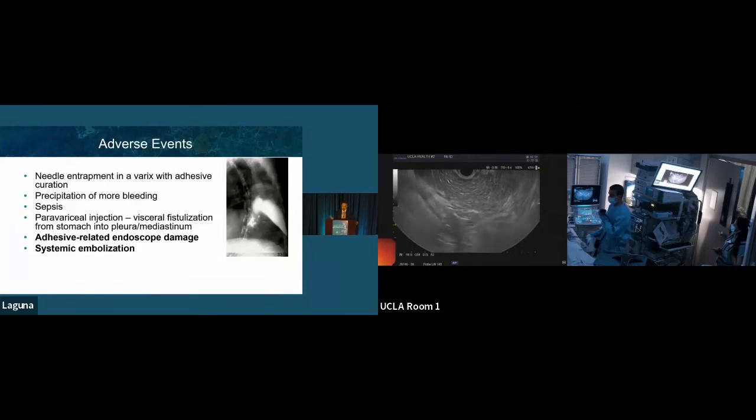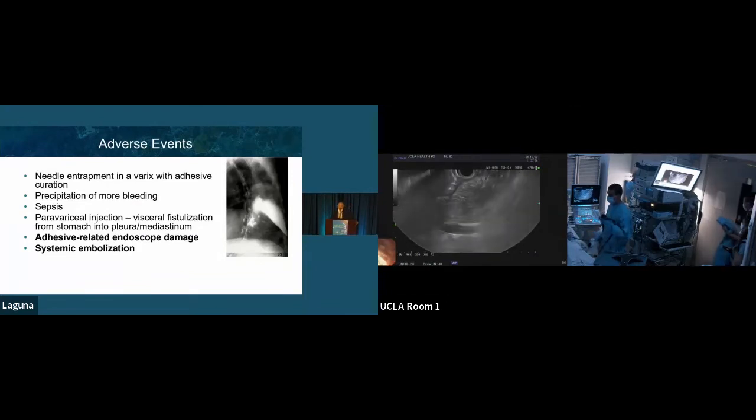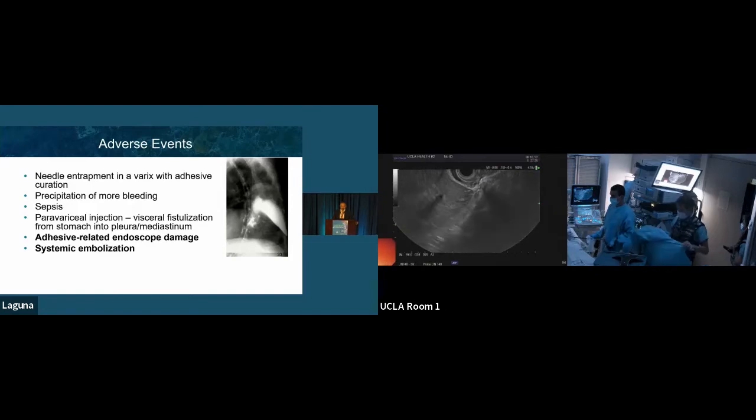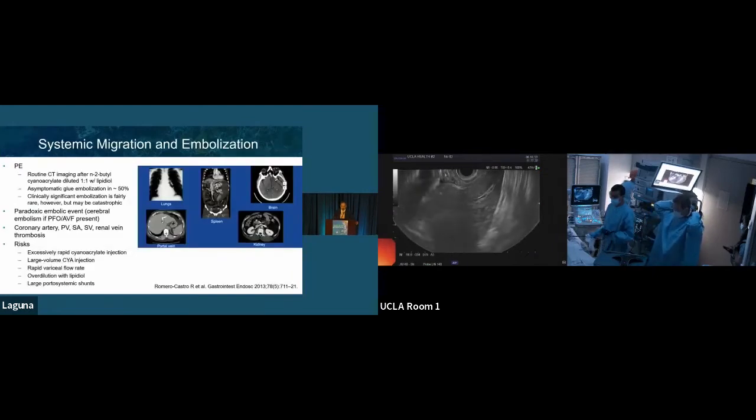In terms of adverse events, there's a variety of events associated with glue injection, including needle entrapment there on the varix, precipitating more bleeding, sepsis and septic emboli, but really the two biggest things are systemic embolization and adhesive-related scope damage. So in terms of embolization, PE is really the one we think about.